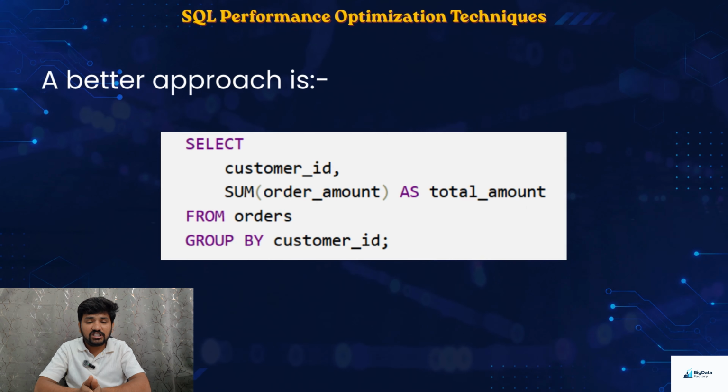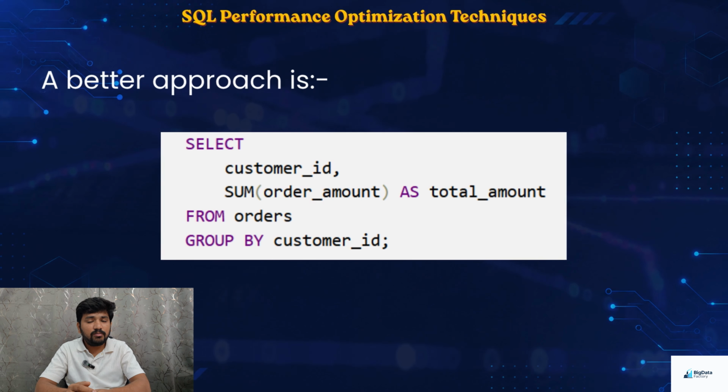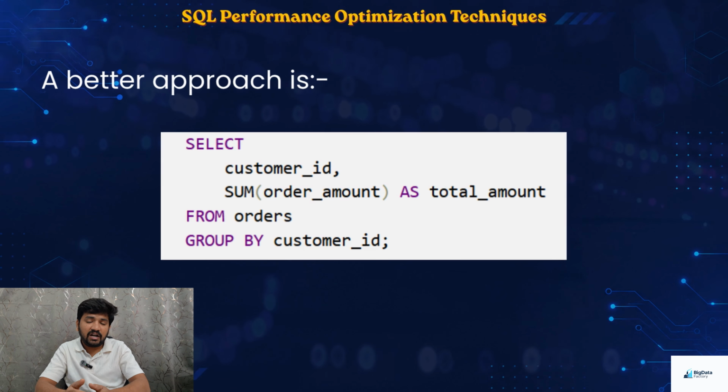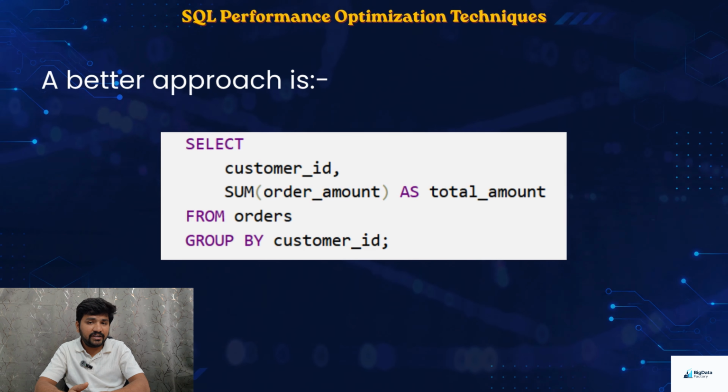That is why before every join, you should ask, what is the grain of table 1? What is the grain of table 2? Will this join increase my row count? A better approach is, if you want customer level order amount, aggregate from the orders table directly. Or if you really need item level logic, aggregate at the correct grain first, then join.